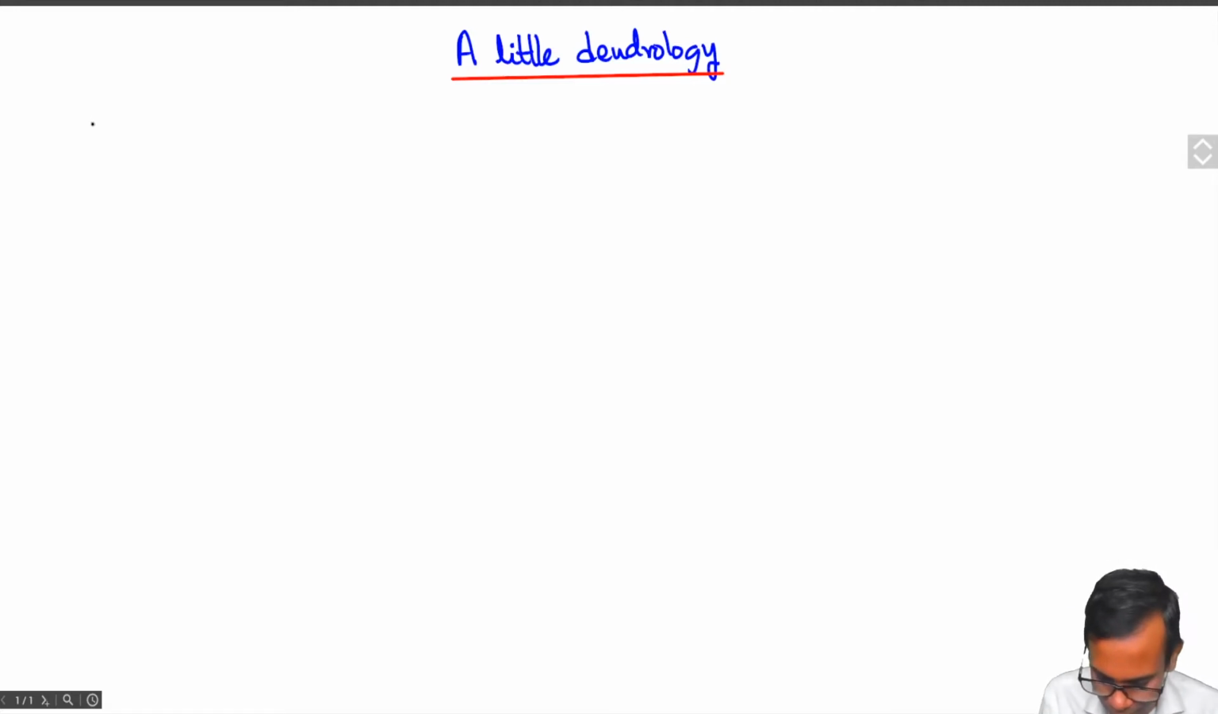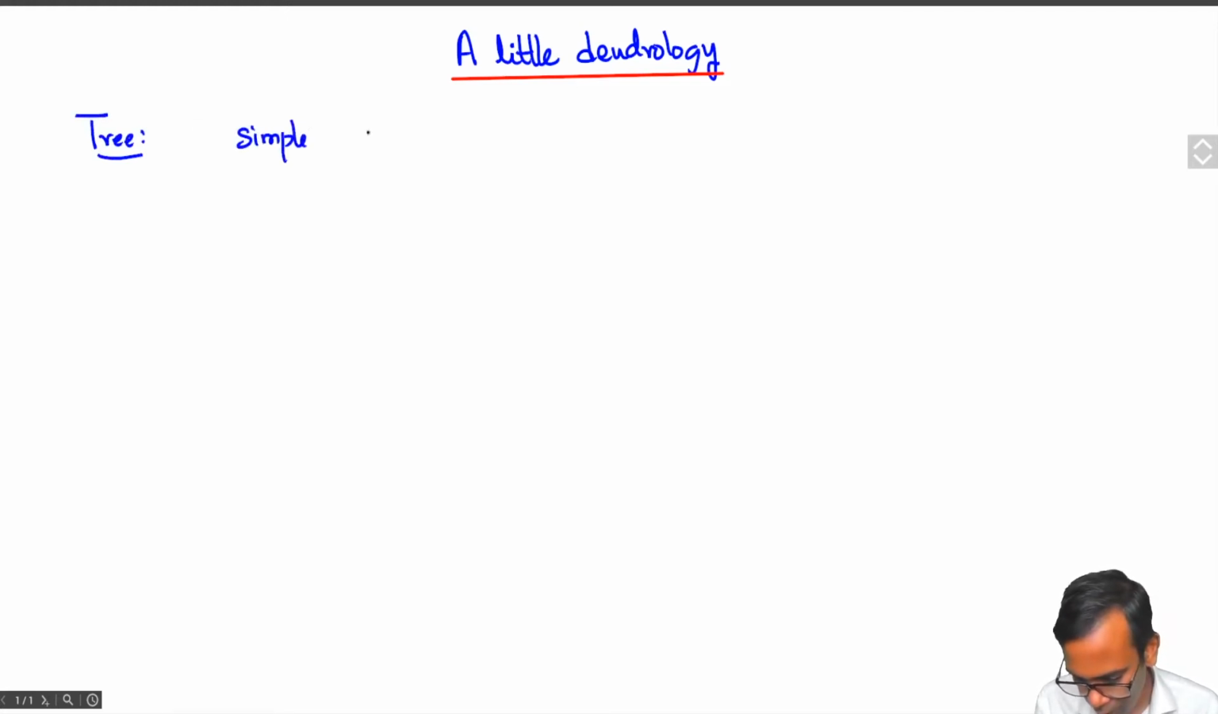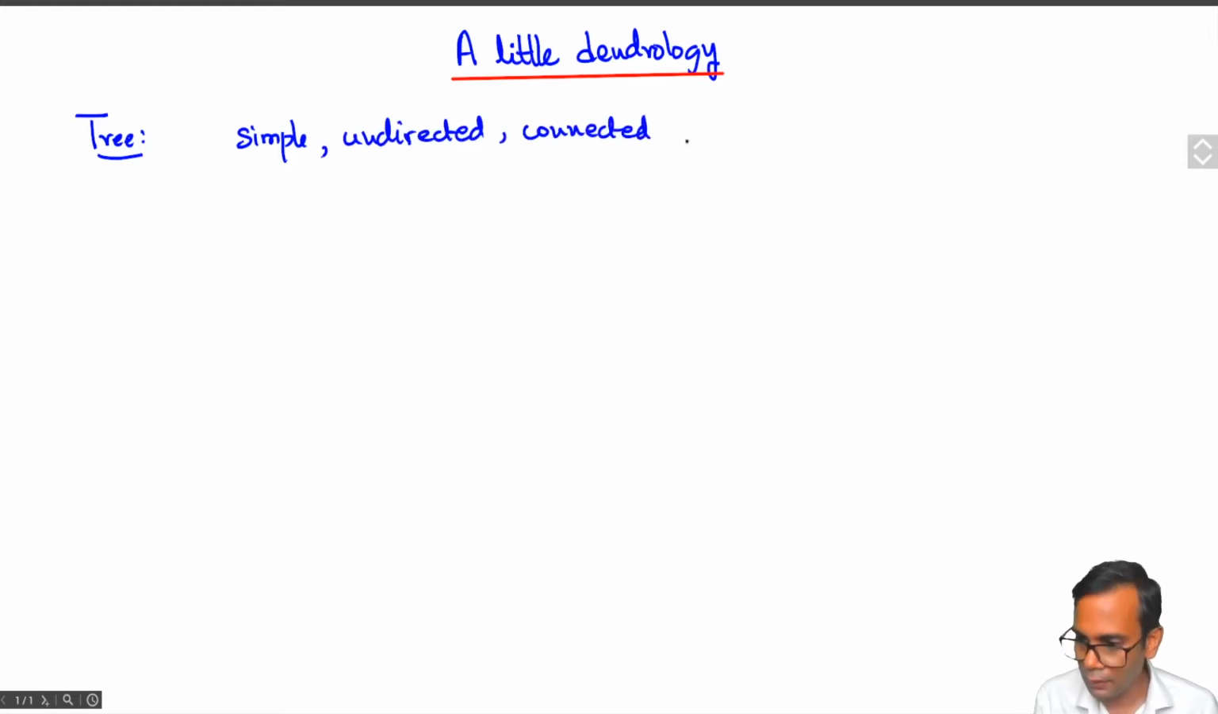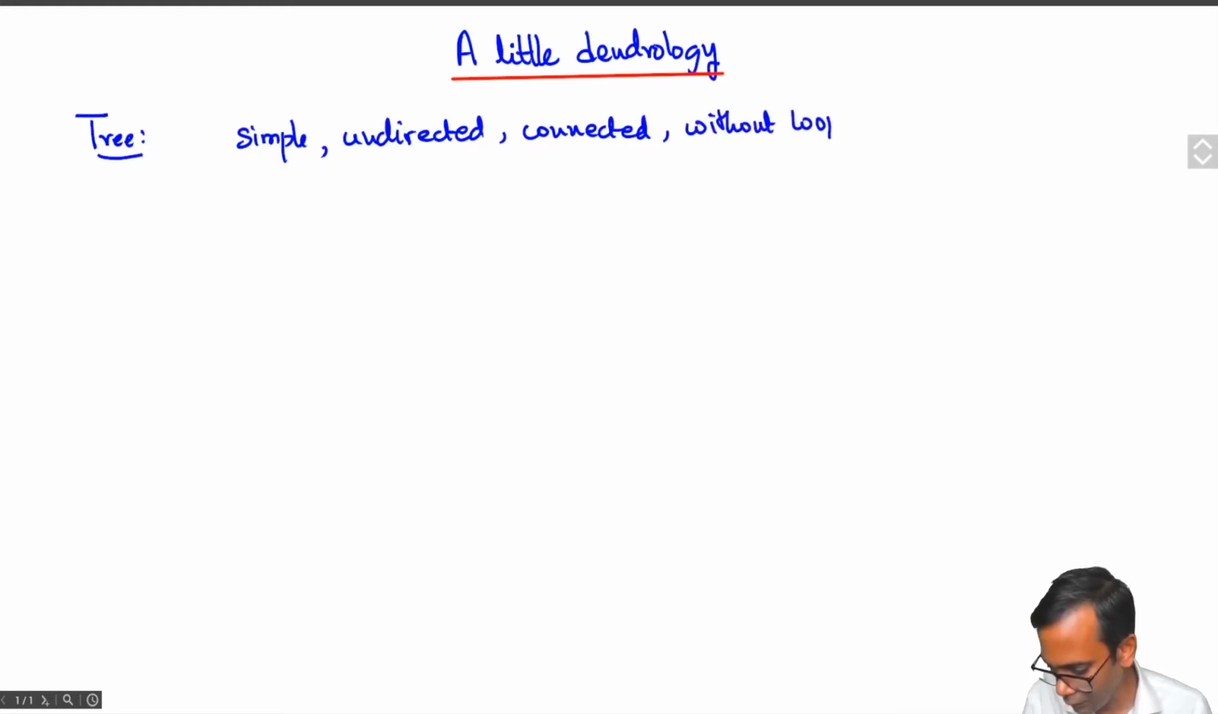But first, let me define what a tree is, and I'm sure most of you already know this. A tree is a simple, undirected graph, connected, without loops and no cycles.